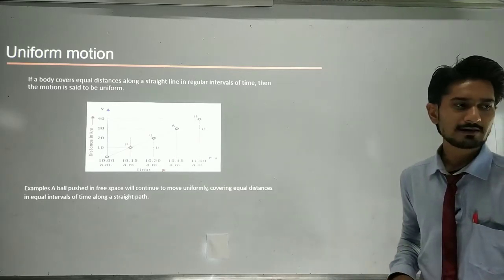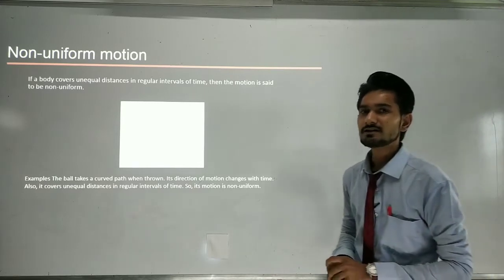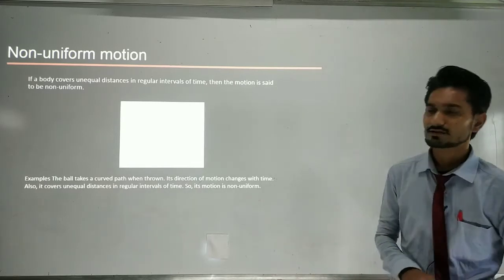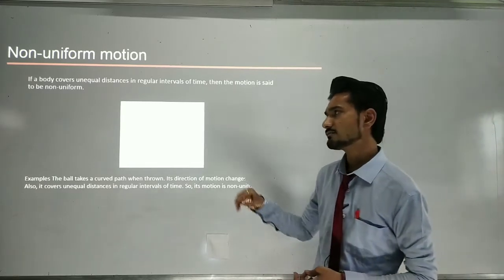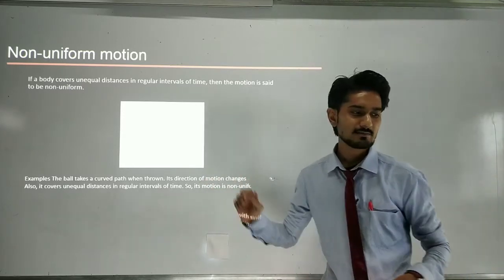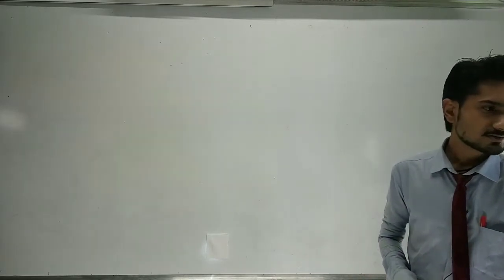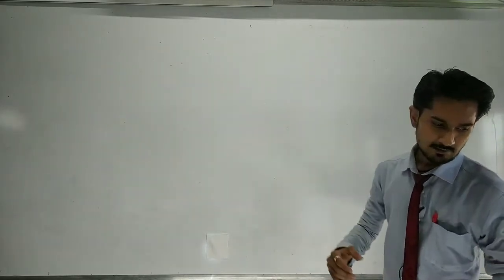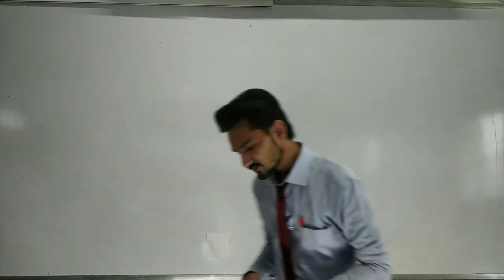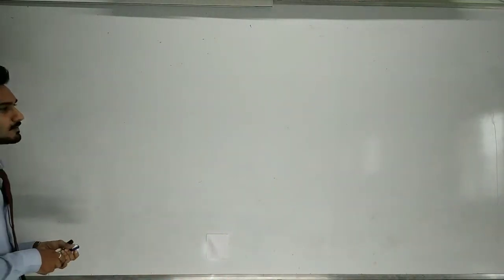So what happens in non-uniform motion? I have already told you that covering unequal intervals of distance in unequal intervals of time can be considered non-uniform motion. Okay, so going on, I am explaining the graph regarding that. We are going to see the graph for non-uniform motion.